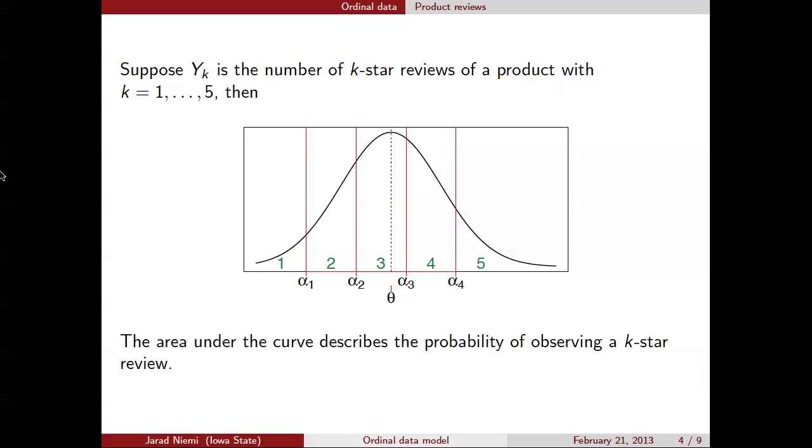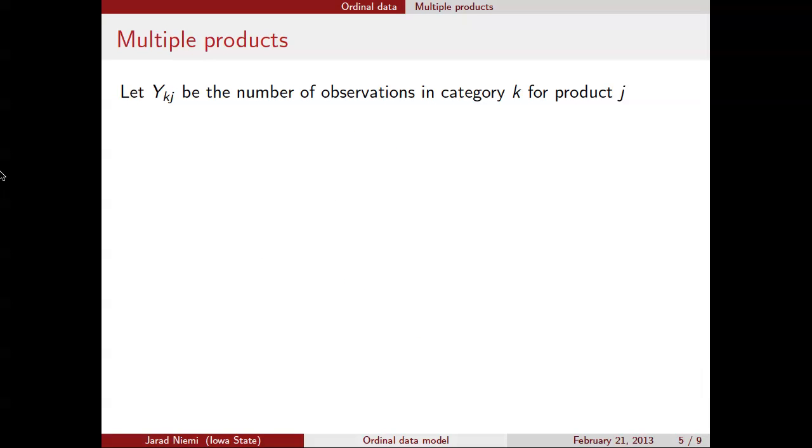Other questions? Okay. So there we go, multiple products. Now we have Y_kj, where Y is for category k and product j. We're going to have now a multinomial distribution for each product.